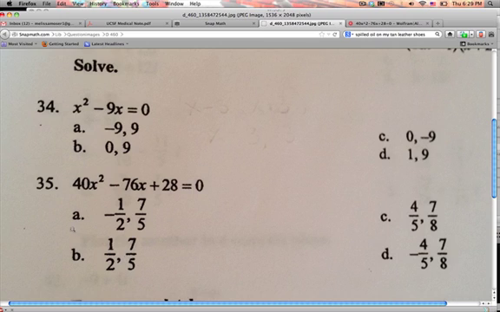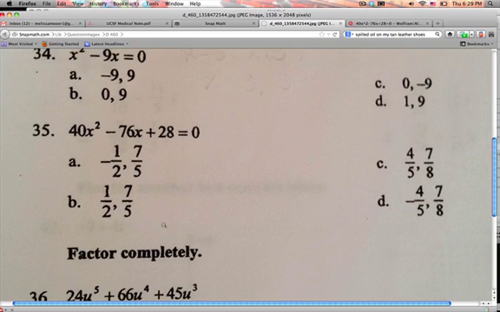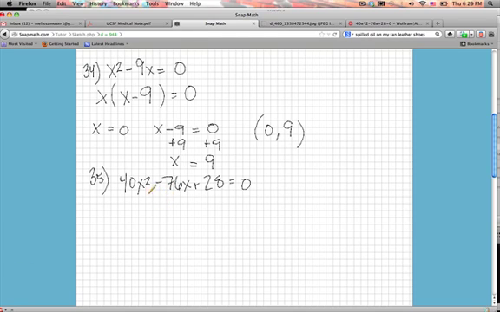Now let's go ahead and take a look at number 35. It's a little bit more complicated, but I know you can do it. So the first thing I noticed about number 35 was we got some really big numbers floating around in this quadratic equation. And these numbers have other numbers in common, meaning we can factor stuff out.